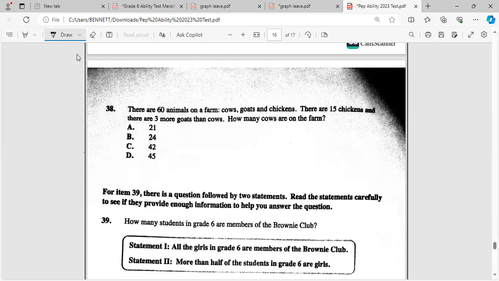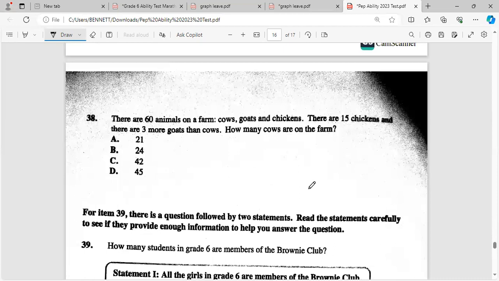It says there are 60 animals on the farm: cows, goats, and chickens. There are 15 chickens and there are 3 more goats than cows. How many cows are on the farm? Okay, so first, it says there are 15 chickens. So you're going to take away 15 from 60. Then after that, I get 45, sir. Okay.